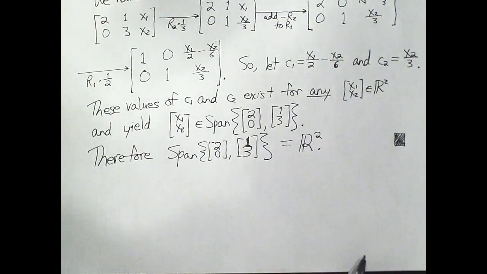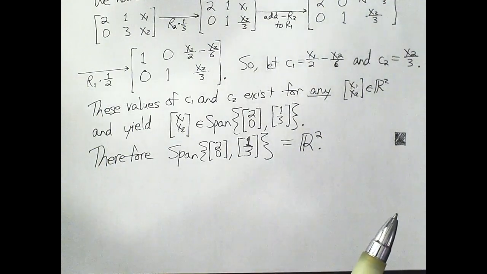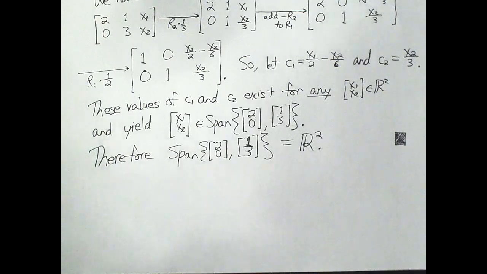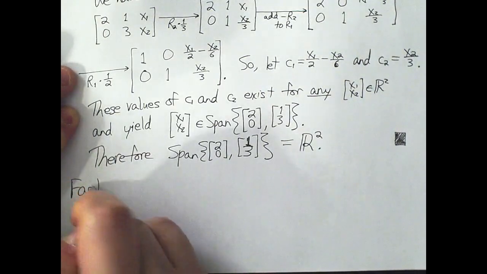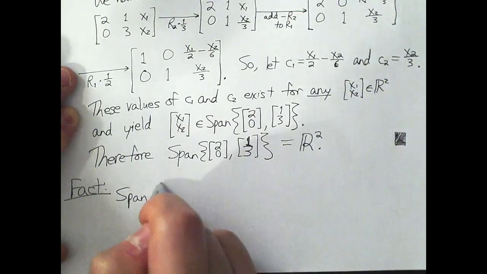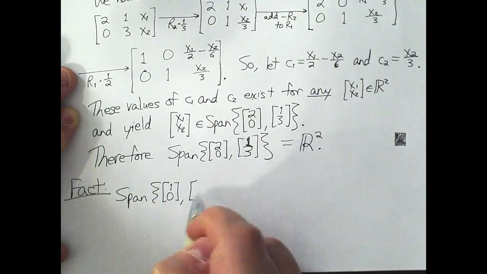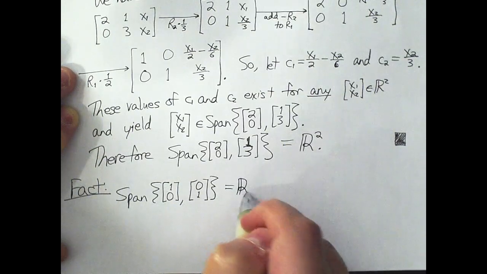What if I had 3 vectors in this set? Could that also span R2? Yeah, it could. I guess the problem that you're solving here would be a little bit bigger. Okay, I'm getting ahead of myself. Let me tell you a fact. Fact, the span of this and this also equals R2.